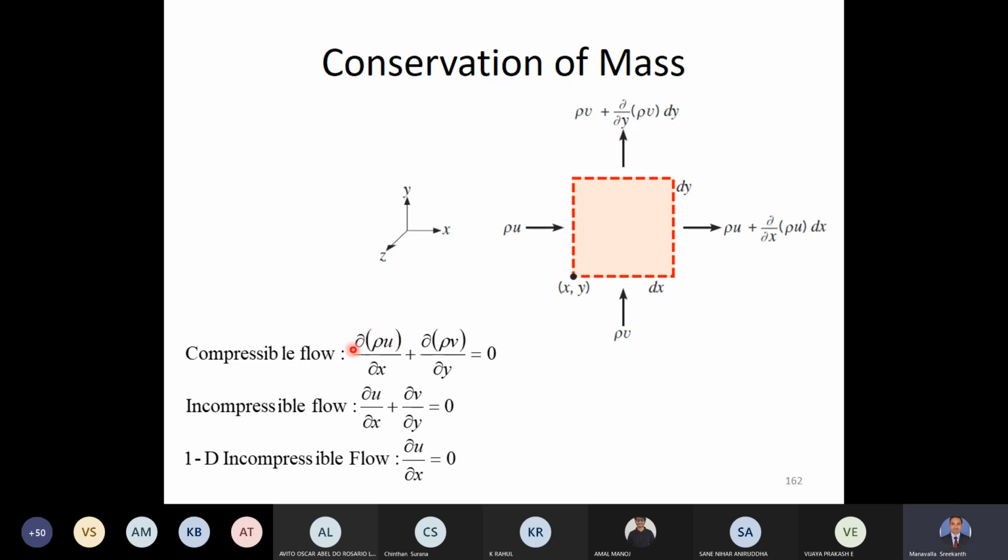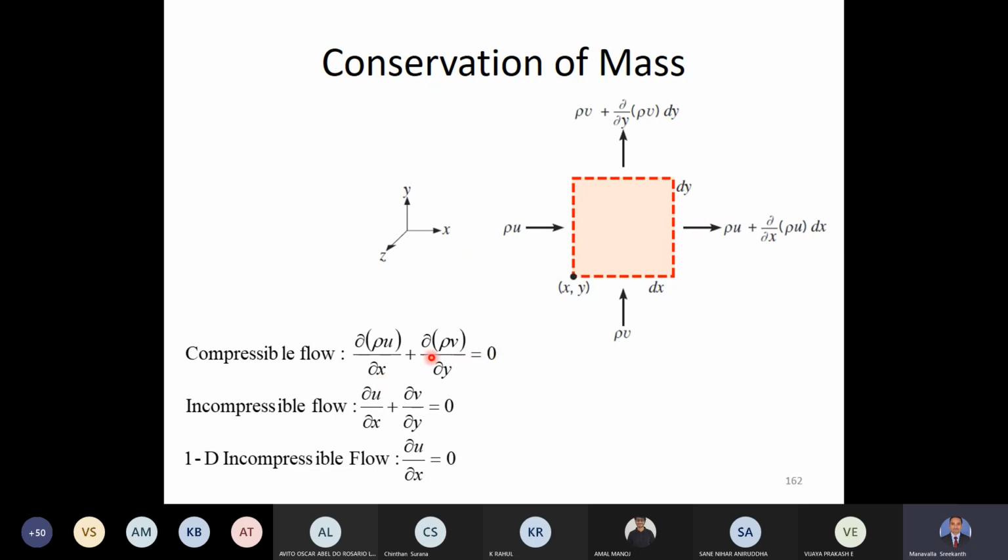Okay, so basically you see here the term inside the brackets, density multiplied by the velocity. You multiply this with area, rho UA. That means the mass in the x direction. Rate of change of mass in the x direction plus rate of change of the mass in the y direction together should be equal to 0. That is the compressible flow equation. That is the conservation of mass equation, or the continuity equation, for the compressible flow.